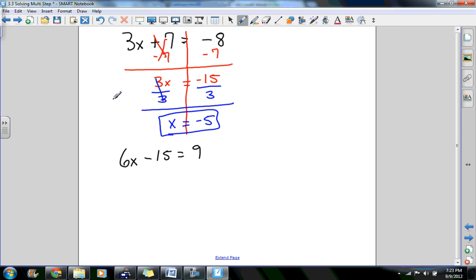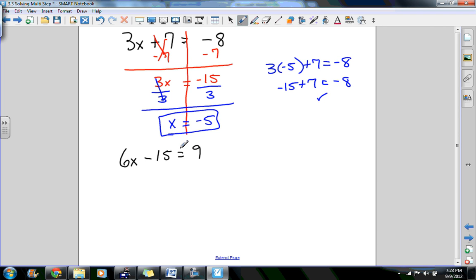Okay, so here I would get 3 times -5 plus 7 equals -8. I'm checking my answer here, by the way. So I get -15 plus 7 equals -8. That is a true statement, so my answer is correct.